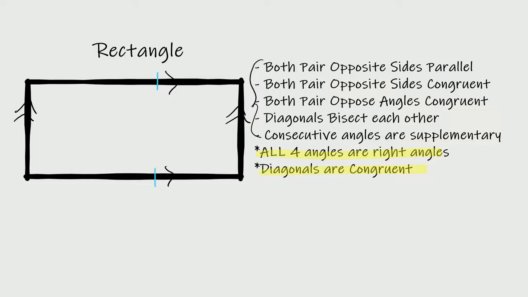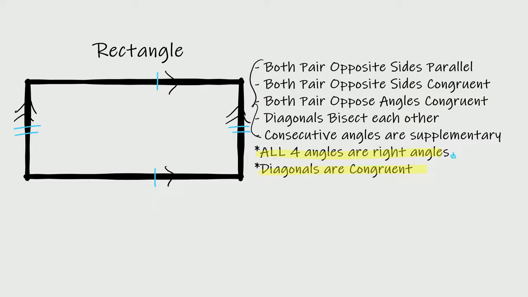So those two are congruent, these two are congruent. And furthermore, we have that the opposite angles are congruent to each other. So we'll talk about those in a bit. And then it says the diagonals, yes, they bisect each other, and the consecutive angles are supplementary.